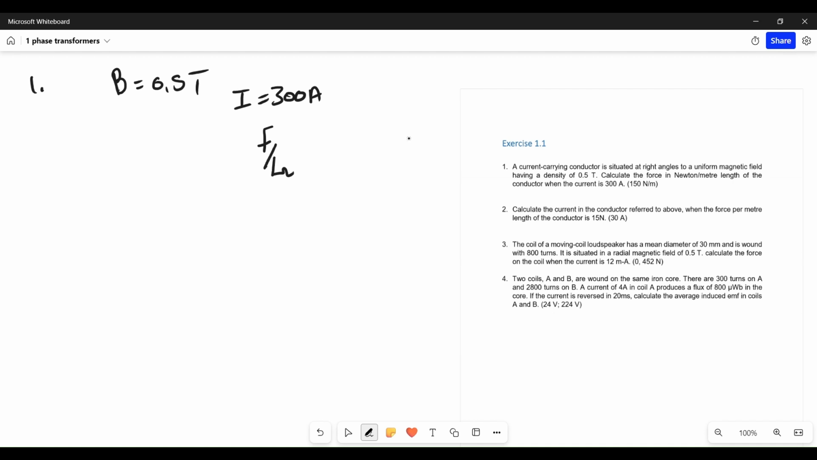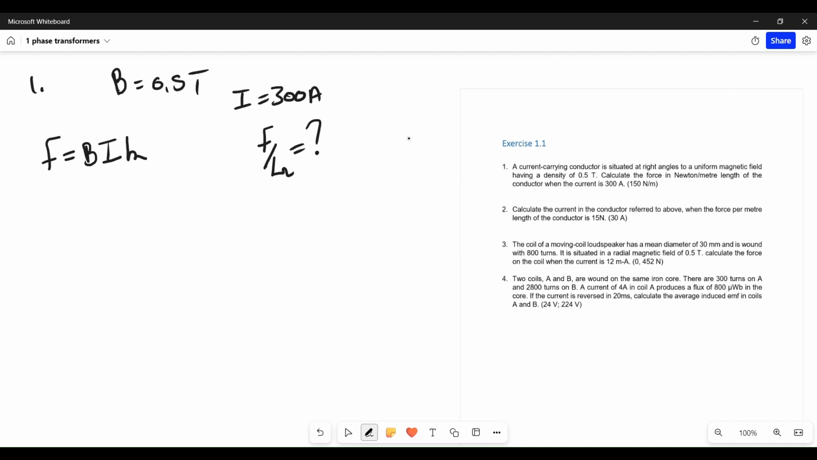So it's going to be like this, because it's Newton per meter length. Newton for the force, and then meter length for the length. So it's force in Newton per meter length. We know that the force that they're looking for can also be expressed as B I, the length.